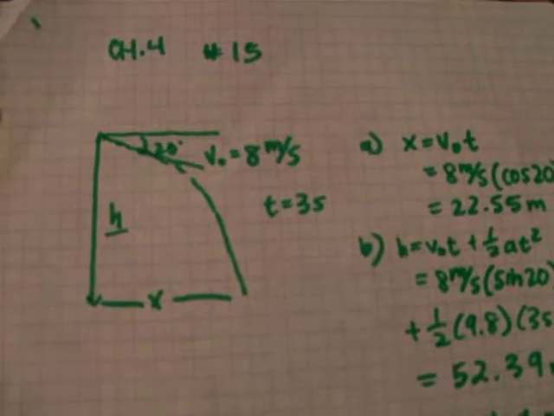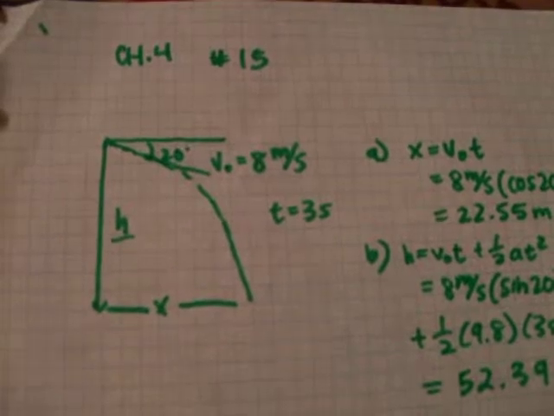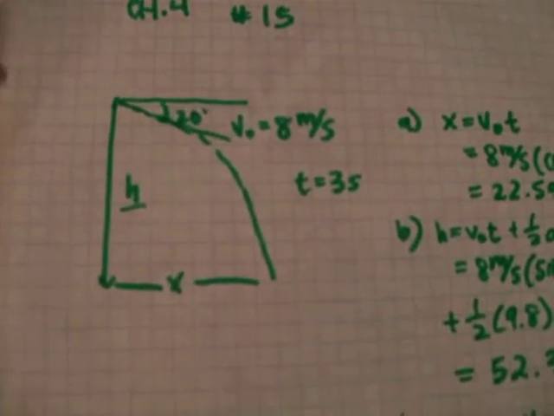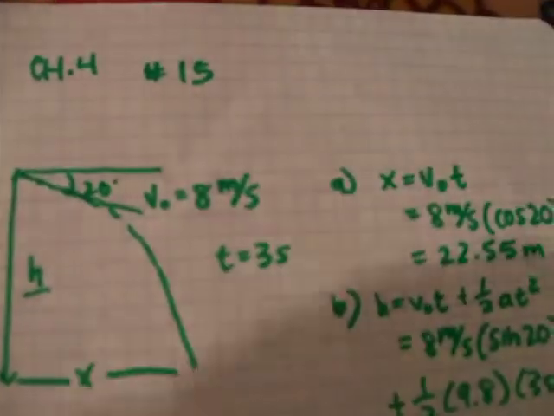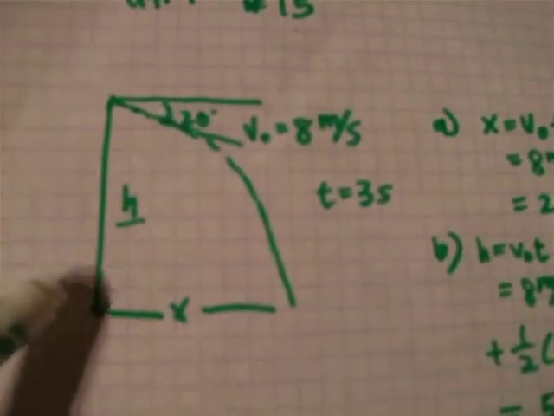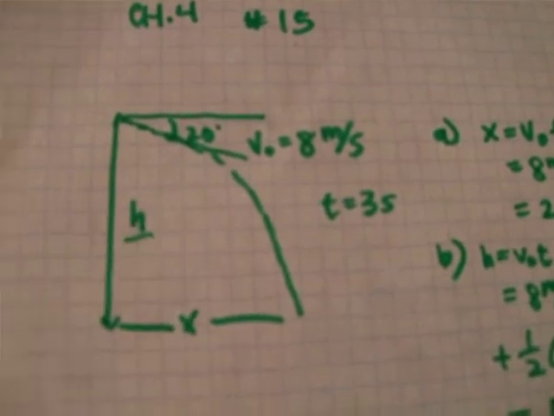Hi guys, today I'm going to be talking about number 15 on the chapter 4 homework. So basically there's a ball thrown off of a window on a building. So in my diagram, this right here would be the building and h is the height.